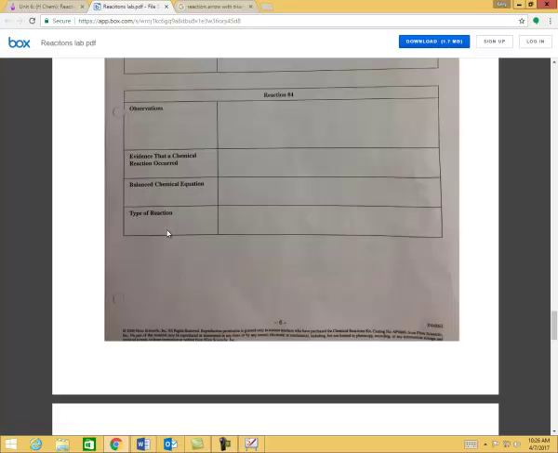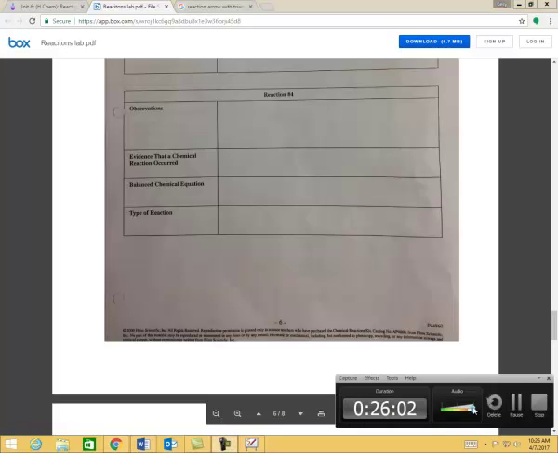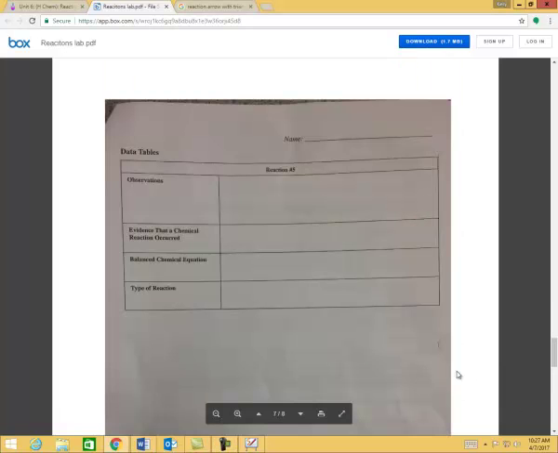Let me tell you something. If you forget to label on your products which one was solid, you messed up. So look at your balanced reaction if you're there, if you've already predicted your products. Look at your products. Make sure you labeled one of them as solid, as a precipitate. All right, so that's it.